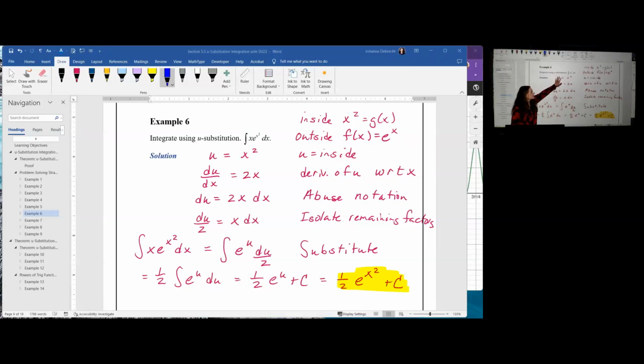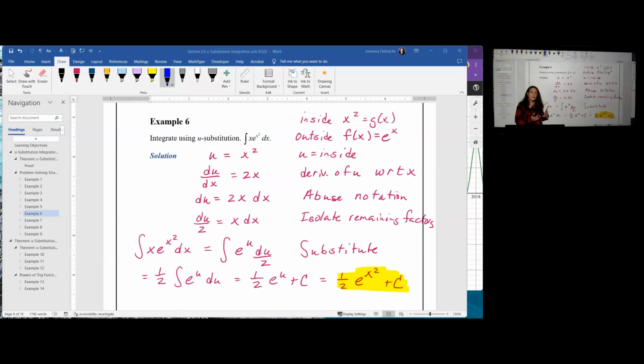In example 6, we have the indefinite integral of x times e to the x squared power dx. In this case, the inside function is the power on the exponential, x squared. The outside function is e to a power, or e to the x. We set u to be x squared, take the derivative with respect to the original differential dx, which gives us 2x. We abuse the notation and swing the differential dx to the right, solving for du as 2x dx. Now you have a choice.